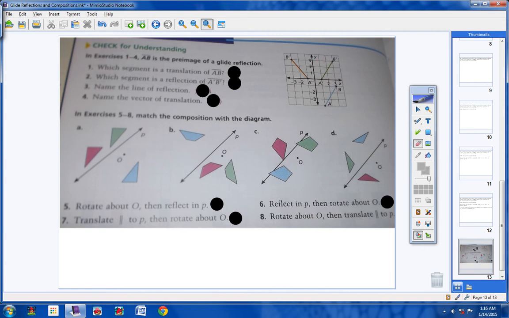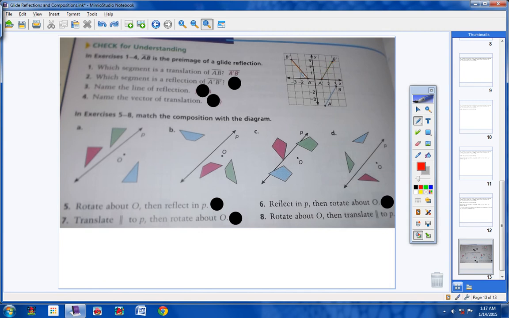So this right here, A prime, B prime. Now I know it's really hard to see this because it's so small on the screen there, but you can look in your book and see this is A prime, B prime. We simply took the blue line and moved it up to here, and this is a translation. So the translation of line AB is A prime, B prime. Okay? Now, which segment is a reflection of A prime, B prime?